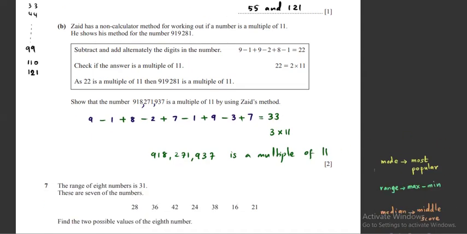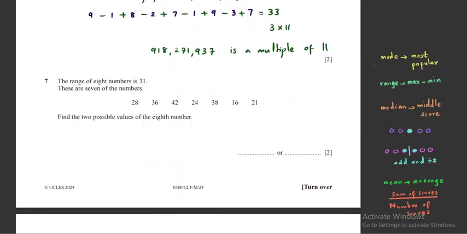Now let's move on to question 7. The range of 8 numbers is 31. These are 7 of the numbers: 28, 36, 42, 24, 34, 38, 16, and 21. Find the 2 possible values for the 8th number.